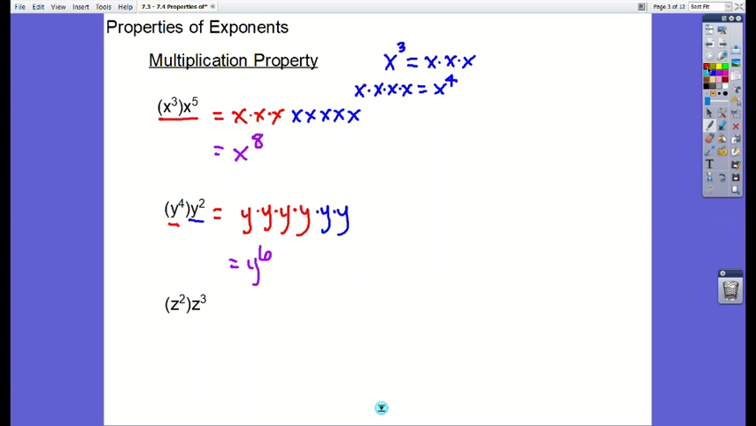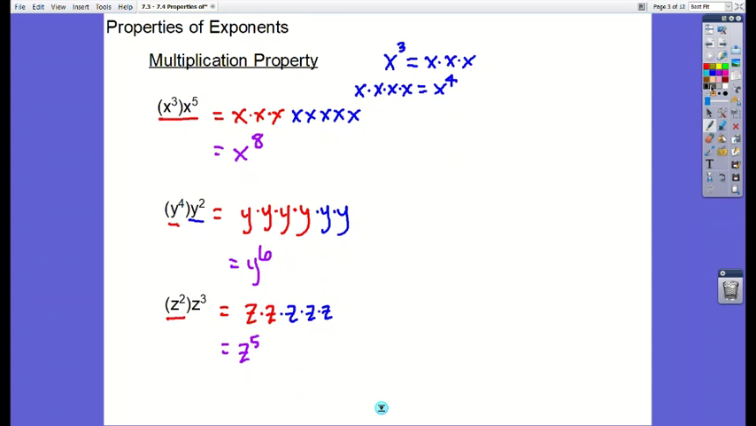And finally, let's do this with z squared and z cubed. So z squared we will write as z times z, and z cubed we will write as z times z times z. We add all these up, we end up with 5 z's, so 5 z's multiplied together is z to the 5th power. If we're looking at these, x cubed times x to the 5th, we got x to the 8th. y to the 4th times y squared, we got y to the 6th. And then z squared times z cubed, we got z to the 5th.